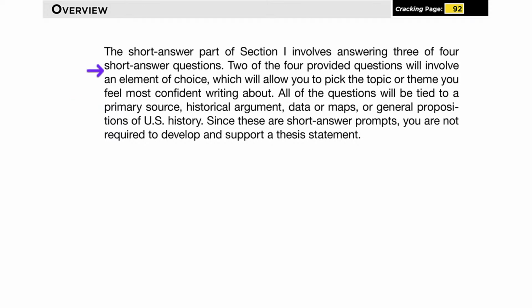Now, if you're taking the paper and pencil test, on one of the short answer questions, they will allow you to choose your own prompt. They'll give you a choice. So that's a good thing. But unfortunately, if you're taking the digital test, you'll have no choices. You just have to take whatever short answer questions are there.